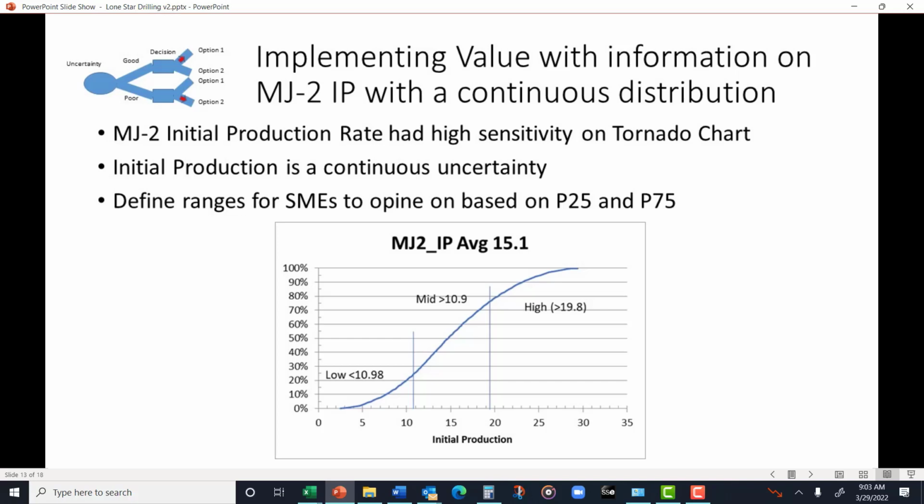And we're going to divide that into 3 sections. One's going to be that which is below the P25, which is less than 10.9 IP, and that which is above the P75, which is above 19.8. So now we're going to talk to our subject matter experts, and they believe they could identify, based on the information we're going to collect on the IP, whether it's a low, mid, or high IP, but it doesn't specify exactly what it's going to be.